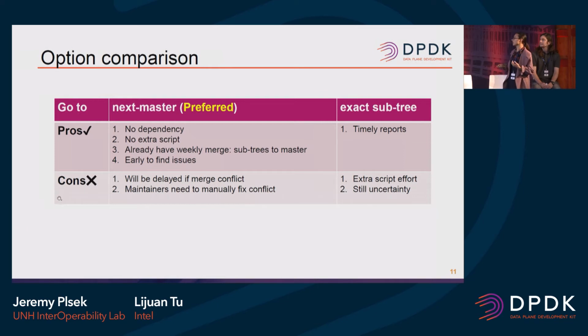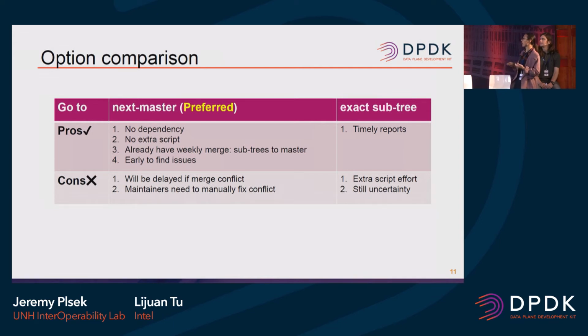But the con is we will delay the merge. As you know, we will merge the subtree, and it may conflict. So when there is a conflict, we will need to notify the maintainers to ask them for an early merge, and further we will depend on the maintainers' manual work to fix the conflict. I think this will make the test delay for some days. So this is the con.